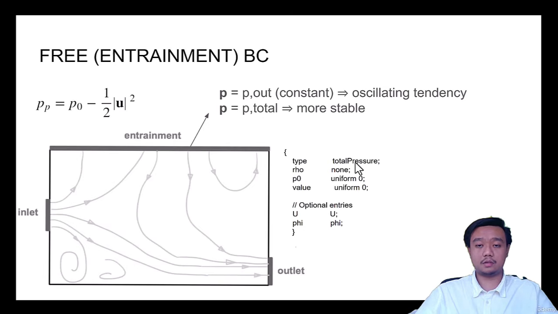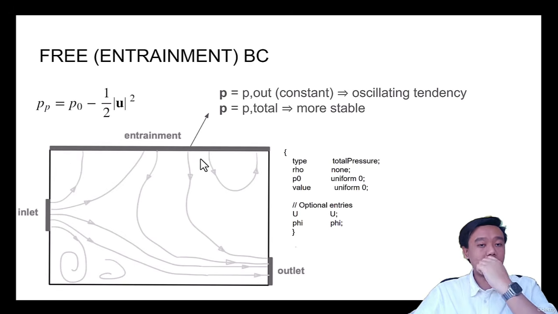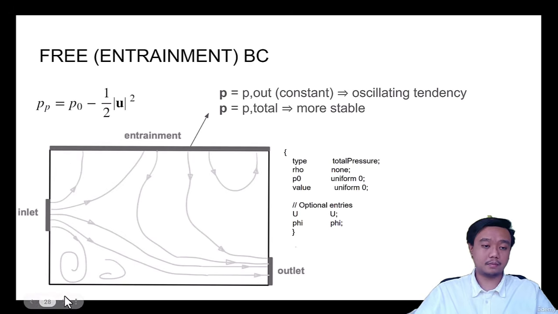Use the total pressure condition, which is the pressure that considers the effect of dynamic pressure, which is half of u squared, the velocity squared. Then it will be more stable here. But again, for a simple case, you don't have to worry about this. It's just a simple note. Maybe one day you will need this if you are facing an entrainment-dominated problem.